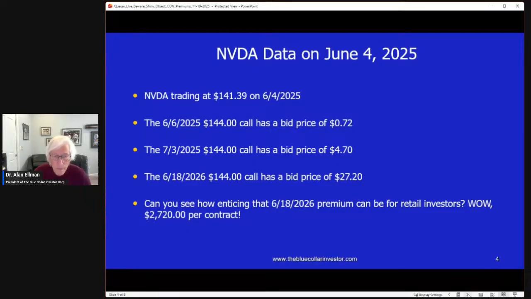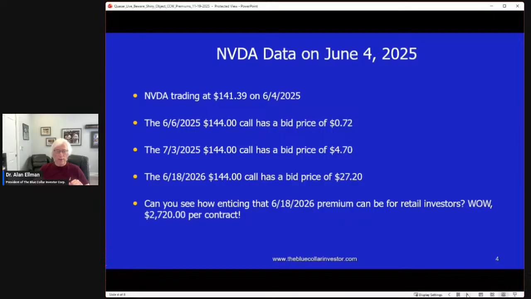Now, the 6/6/2025 expiration, so that's 3 days away, the 144 strike had a bid price of 72 cents, or $72 per contract. Bid price meaning on an option chain or option price list, that's the price. The published bid price is what you would get unless you manage to negotiate a higher price. We're going to use published bid in this presentation.